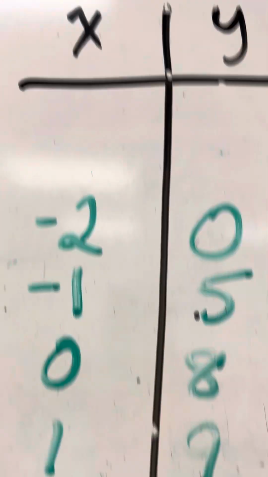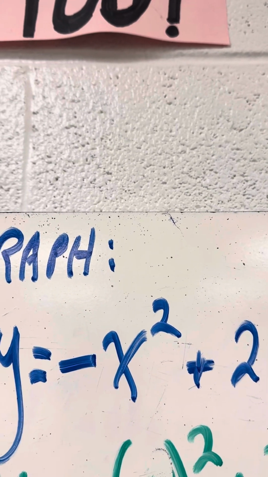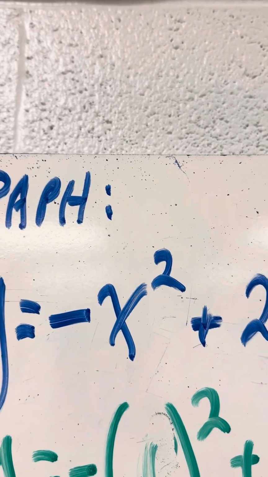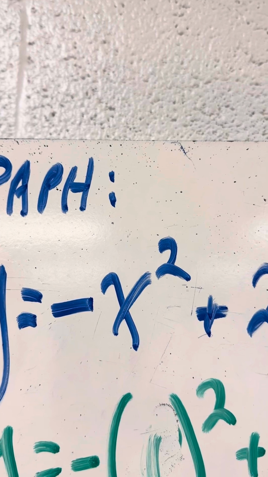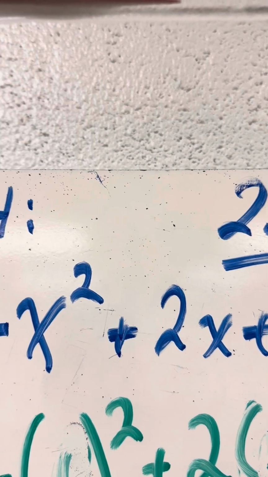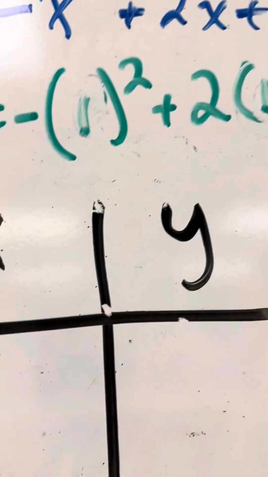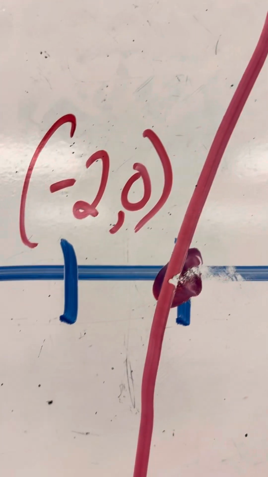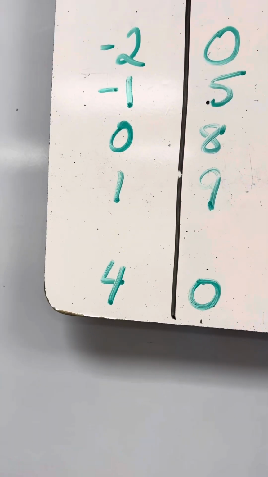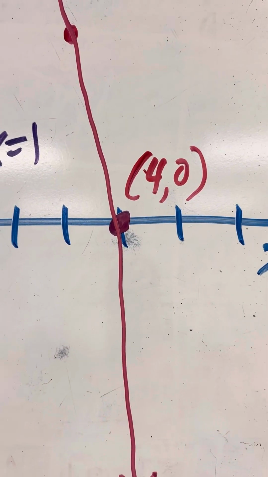In other words, when I put in negative 2 for x, negative 2 squared is positive 4. The negative of that is negative 4. 2 times negative 2 is also negative 4. Negative 4 and negative 4 is negative 8, plus 8 is 0, right? So negative 2 makes 0, so I plot the point negative 2, 0. I plot the point 4, 0, because if I put 4 in for x, I also get 0, okay?